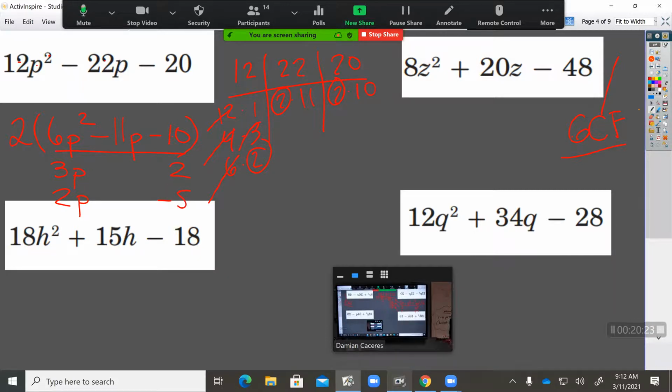Now, I already knew the correct answer, so I put it in the correct order. But you might have to switch numbers if you put it in the wrong order. So 3 times negative 5, negative 15. 2p times 2, positive 4p. If you put those together, it gives you negative 11p. Negative 11p is the correct middle number. So my two binomials are 3p plus 2 and 2p minus 5.